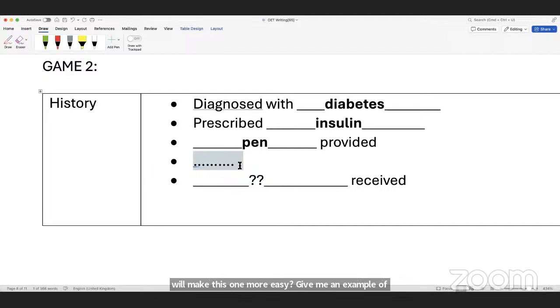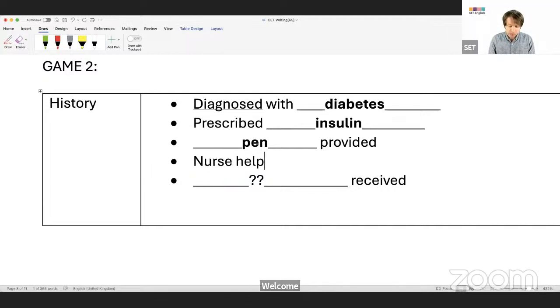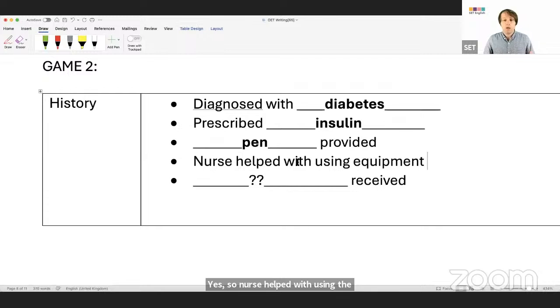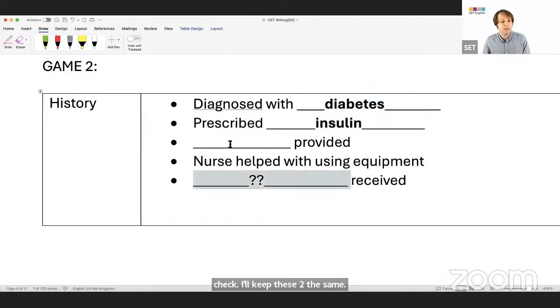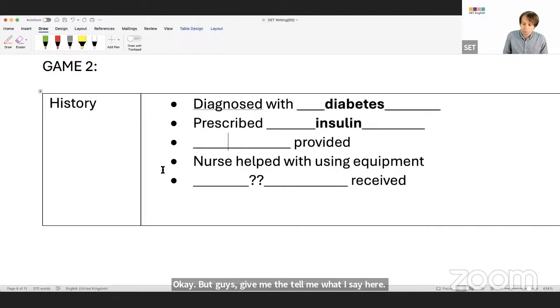Can you help me with using pen? Yeah, so the nurse helped with using the equipment. Okay. Okay, let's do this one again, guys. I'm going to change the answers. Maybe for this one, I'll keep these two the same. Okay, but guys, tell me what I say here. Ready? 3, 2, 1, go.